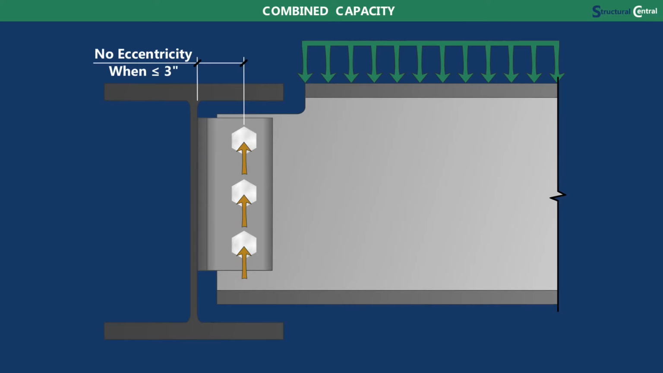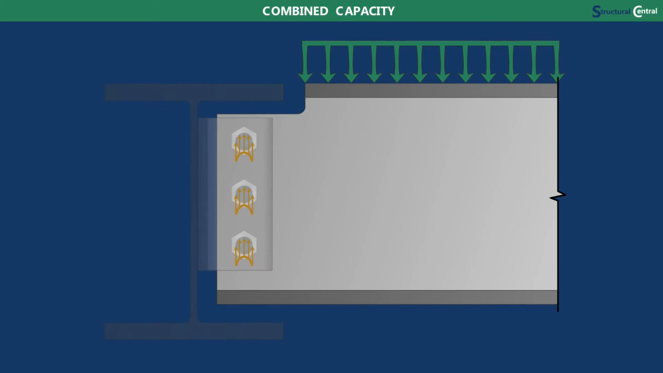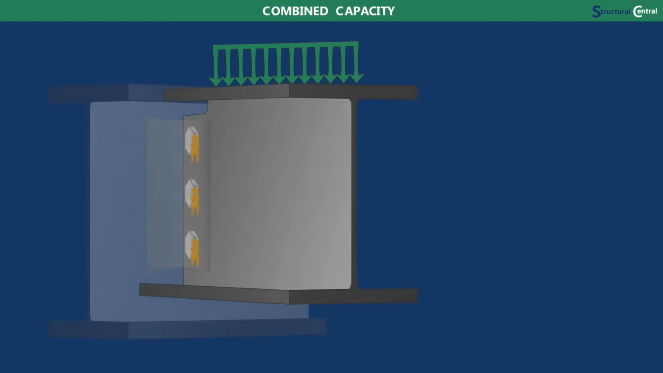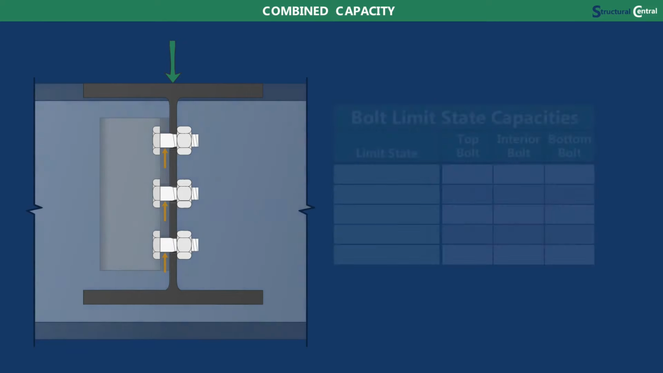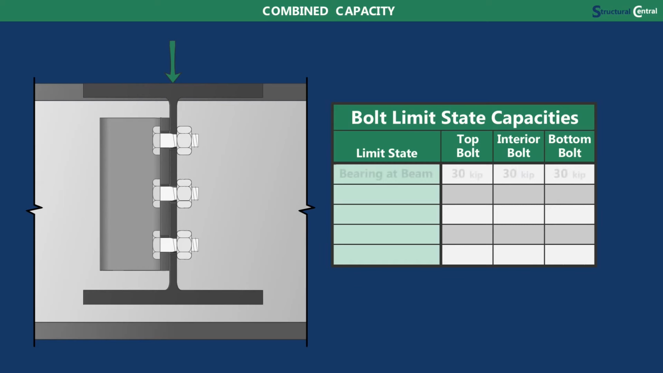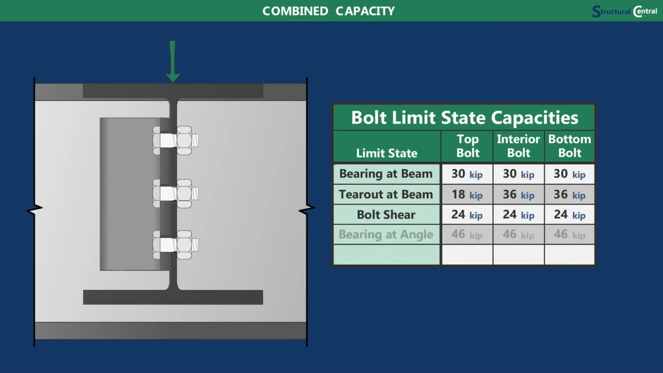The beam steel around each bolt hole must be capable of transferring the force into each bolt, meaning there is sufficient bearing and tear-out capacity at the beam. Each bolt must then be able to transfer the force from the beam to the angle through bolt shear. And finally, the angle steel around each bolt hole must be capable of transferring the force from each bolt to the angle. Since a complete load path is required for each bolt, this means the capacity of each bolt will be the minimum of the bearing and tear-out capacities at the beam, the bolt shear capacity, and the bearing and tear-out capacities at the angle.